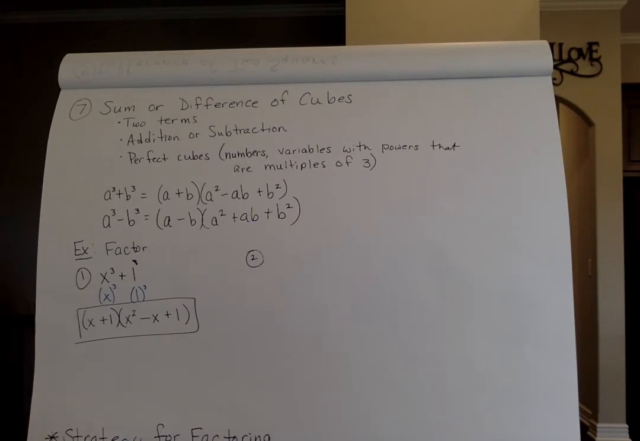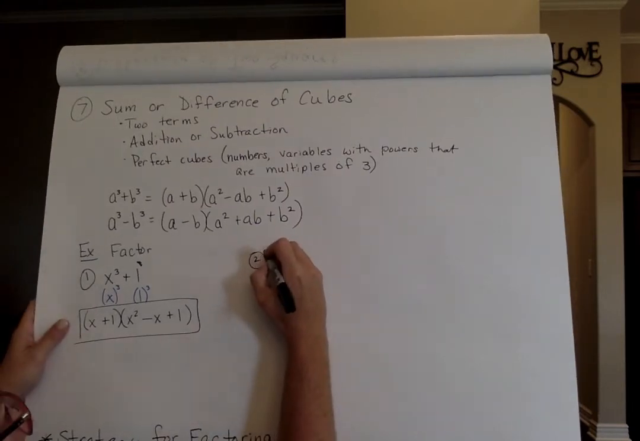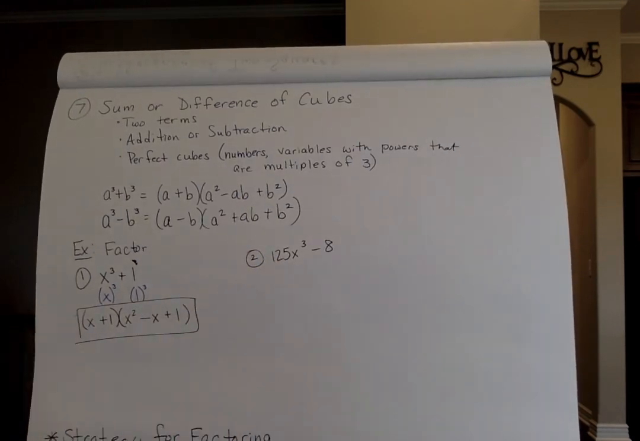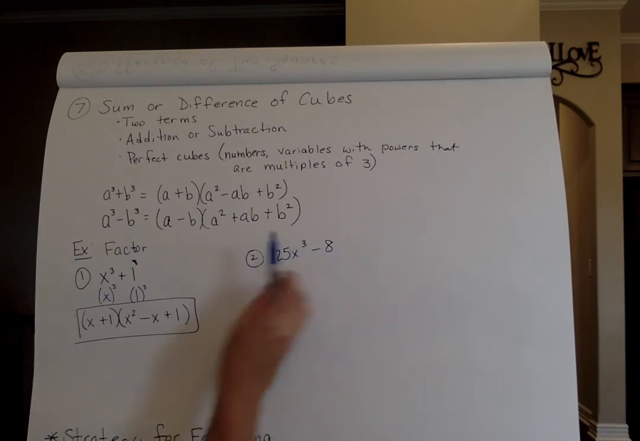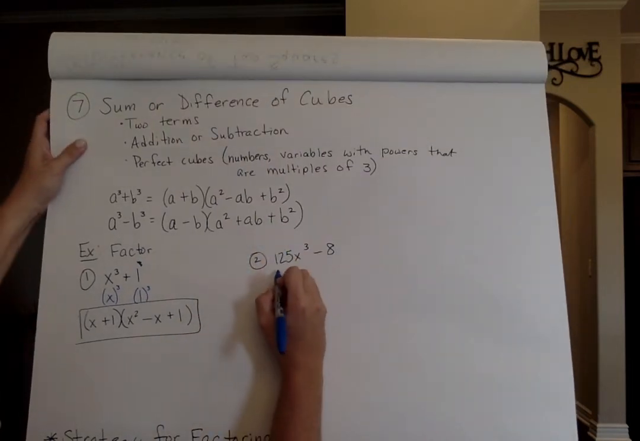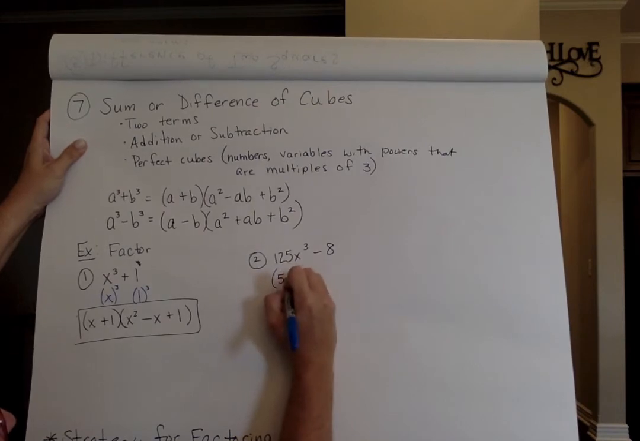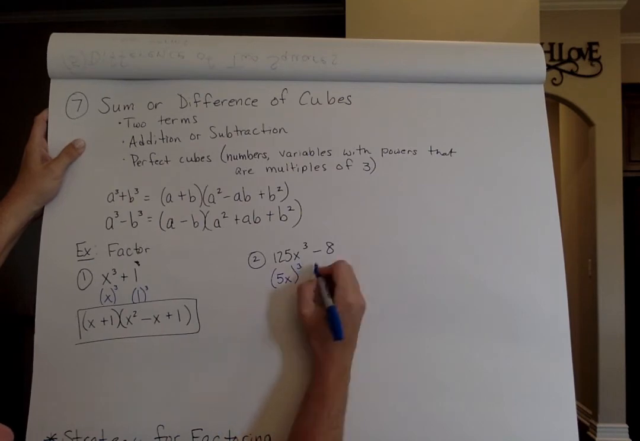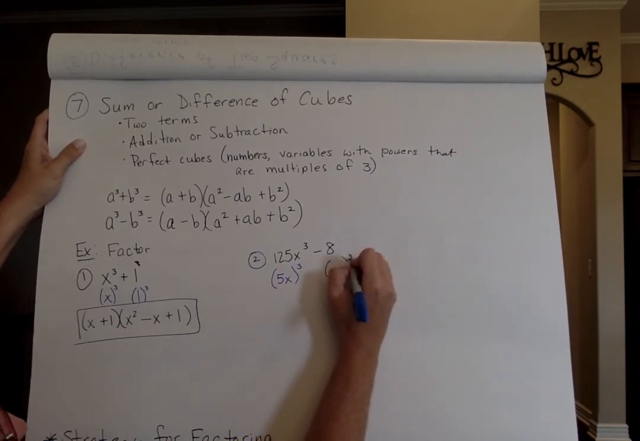Next, let's try this one. 125x cubed minus 8. So we need to consider, again, what was cubed. We've got an x cubed here, so we think we're looking at the sum or difference of cubes. What was cubed to make 125x cubed? That would be 5x. 5 cubed is 125, and then x cubed. What is cubed to make 8?